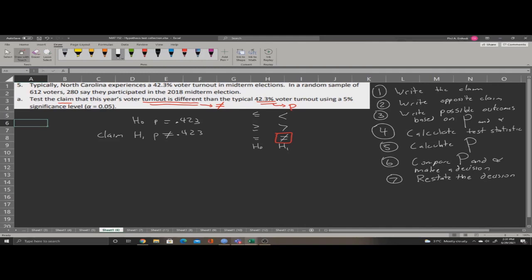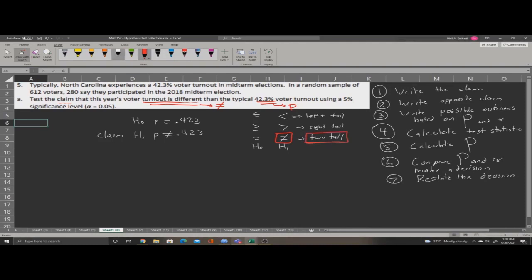Let's also think about what type of test we have. If the alternate says less than, that means it's left tail. If the alternate says greater than, that means we have right tail. And if the alternate is not equal to, we have two tail. So this time our test will be two tail.